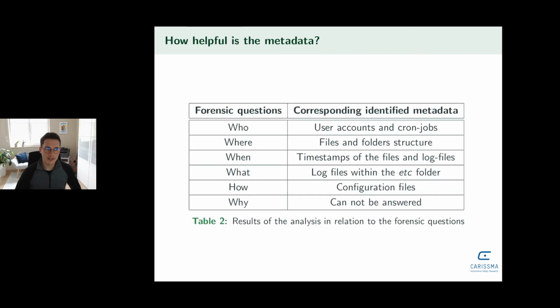But the next question that arises is, how helpful is the data we collected? Here we can see a table of the forensic questions and the corresponding identified metadata. So to answer who, we can use the user accounts or cron jobs we identified. To answer where, we can see the files and the folder structure itself. So where was something located, for example, where could you find a specific piece of malware if malware was deployed in a security incident involving a car. For when, we can look at the different timestamps of the files, but we also have some log files for some systems or services like Hermes.